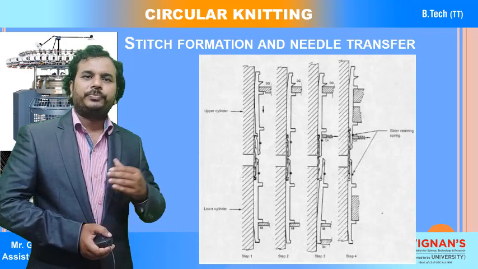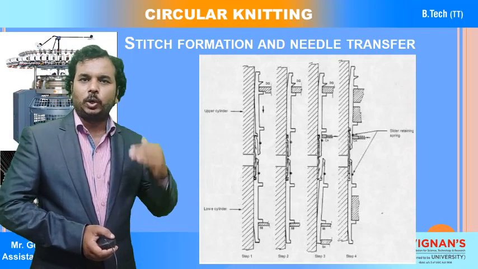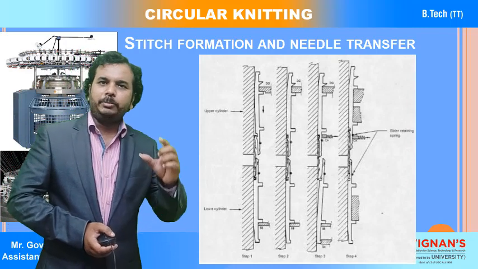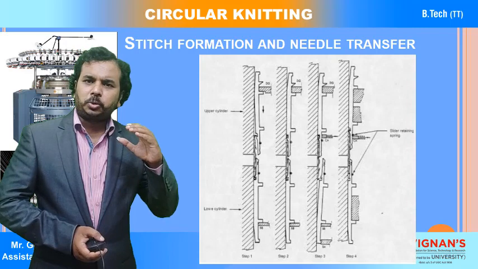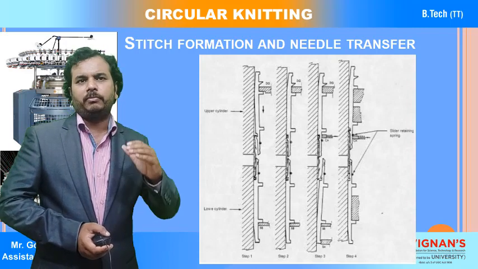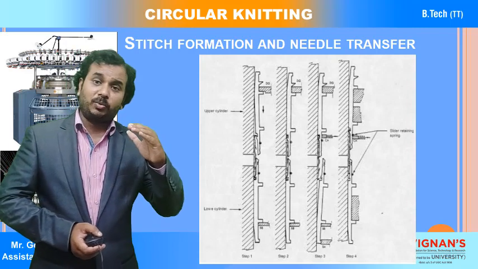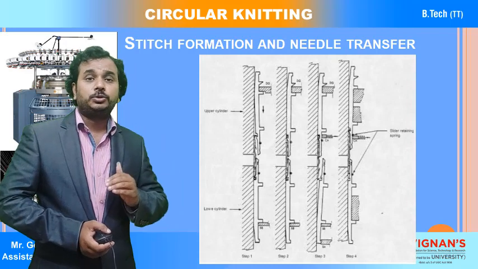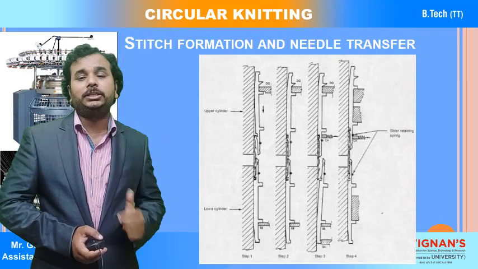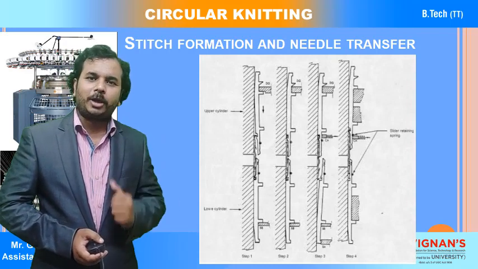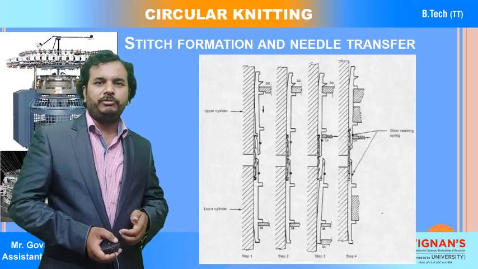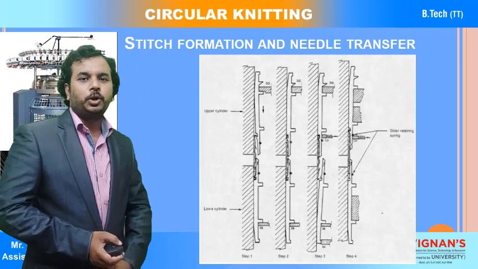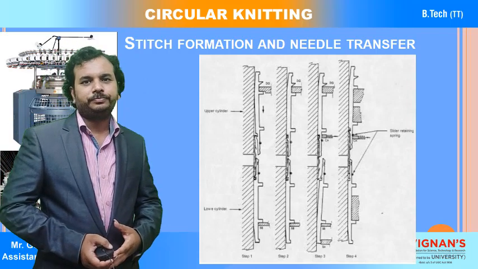So the upper cylinder as well as the lower cylinder is there, and in between them there is a needle, and there are two sliders, one for the upper cylinder and one for the lower cylinder. These sliders are going to operate the needle. So how is this going to be operated? Let's see a small animation video on how this is operated.